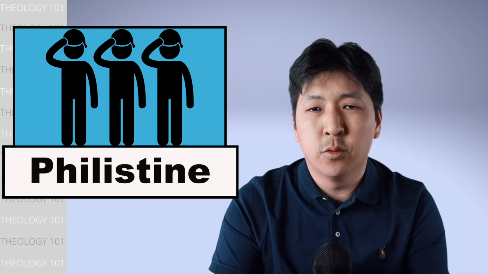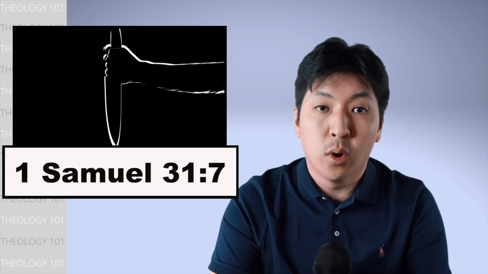In the final chapter of 1 Samuel, we see that Israel's battle with the Philistines ended with Saul taking his own life, along with Jonathan and 2 other sons of Saul being killed. What happens next is what we will cover in 2 Samuel.